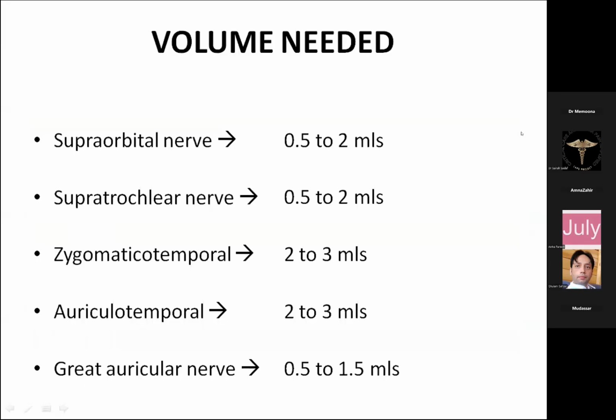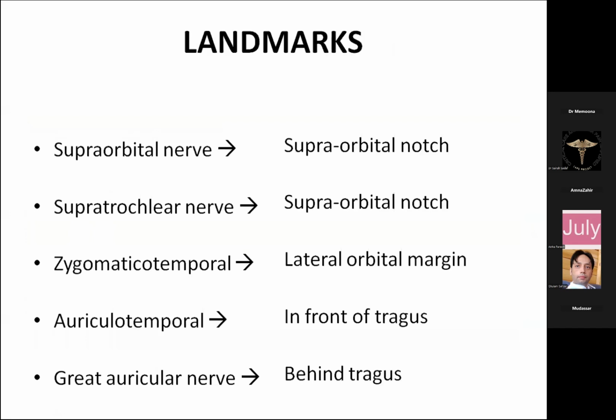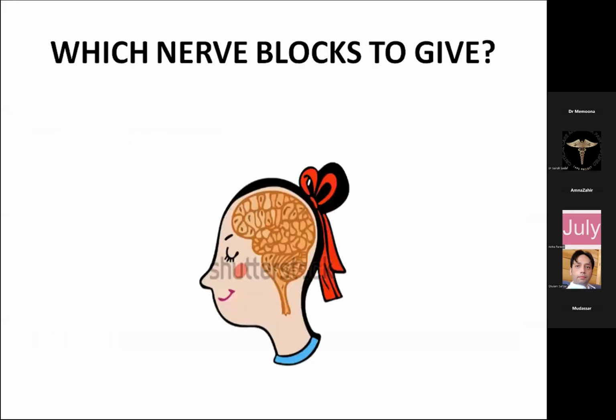So you can see it is very easy and it just takes a couple of minutes to perform the scalp block on one side. The volume needed is hardly 1 to 2 mils for each nerve, except for the lesser and greater occipital, which may need up to 3 to 5 mils. This slide shows the summary of the landmarks for each nerve that I've already described.